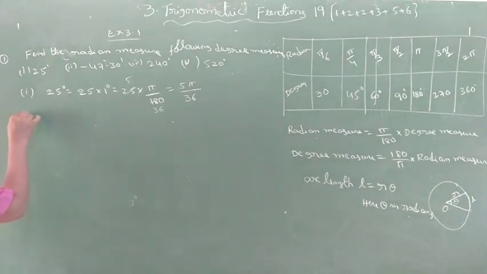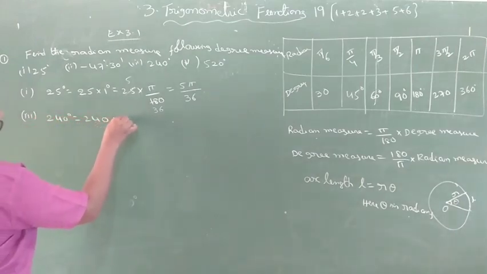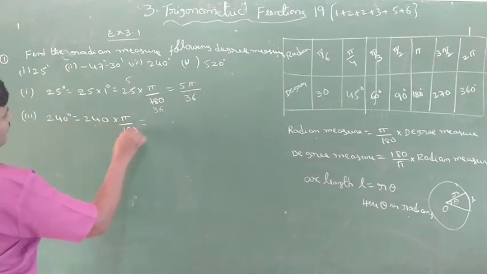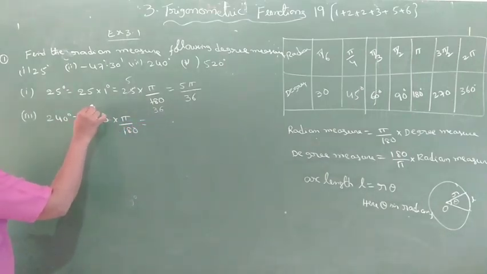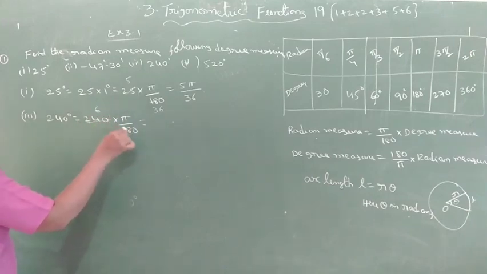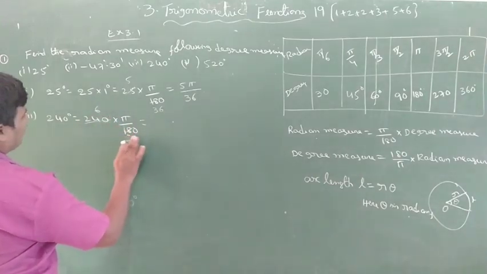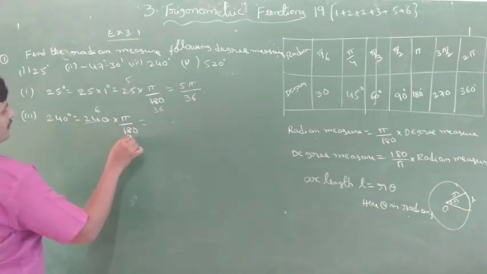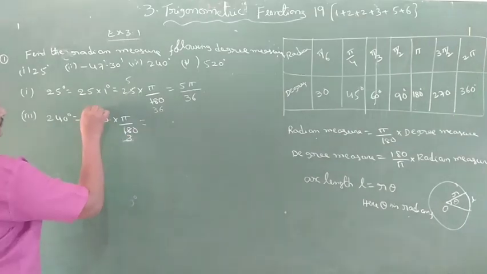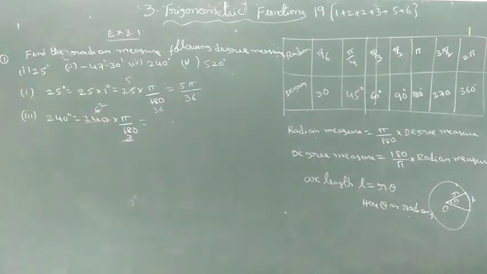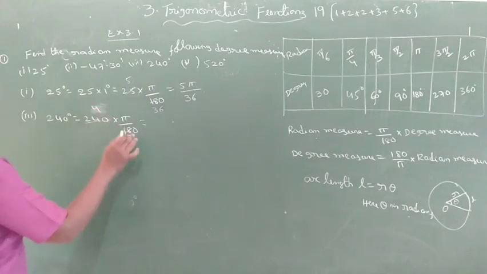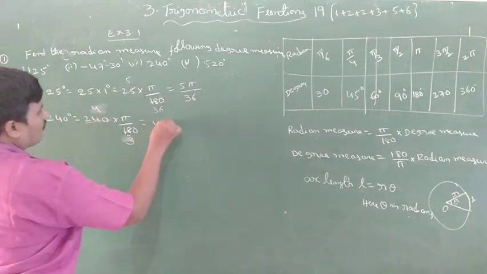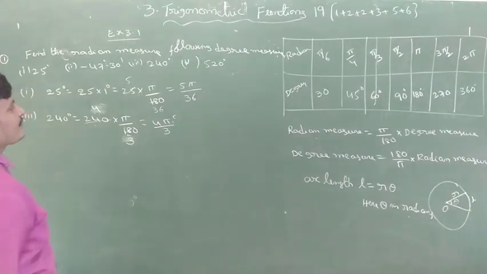Now the third one. 240 degrees is equal to 240 into pi by 180. Cancelling: 6 fours are 24, 6 threes are 18. So the answer is 4 pi by 3 radians.